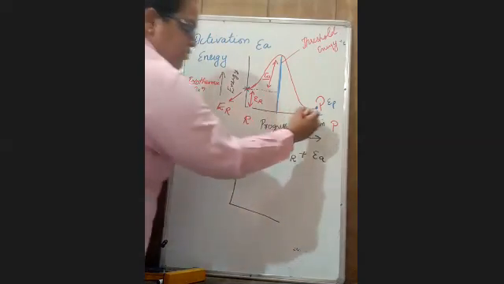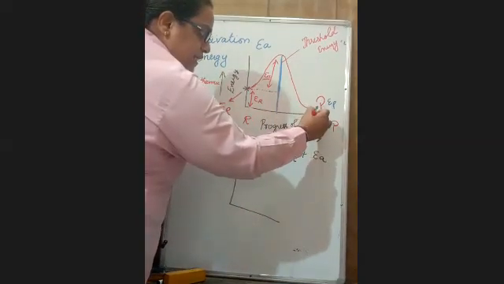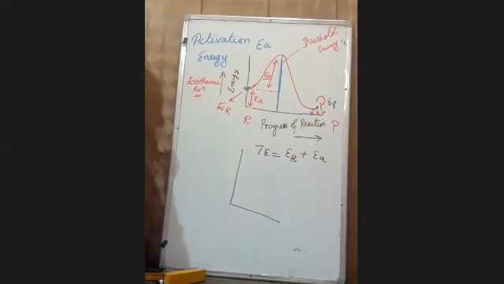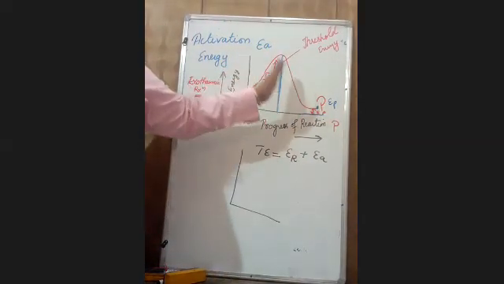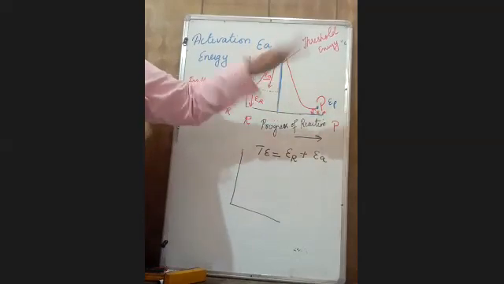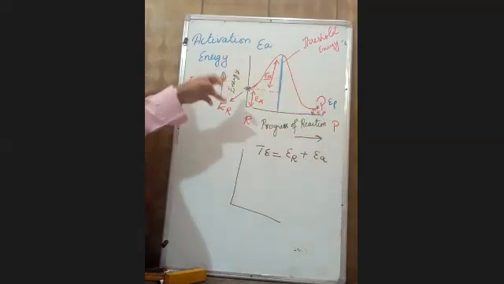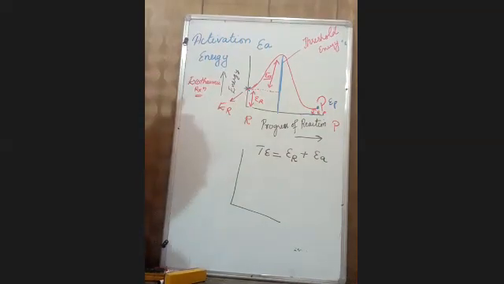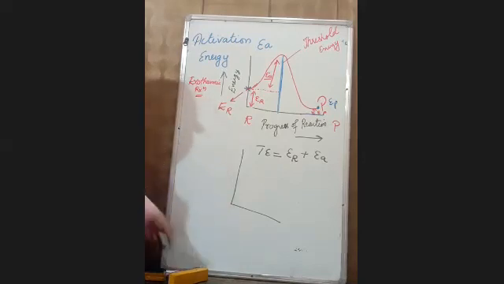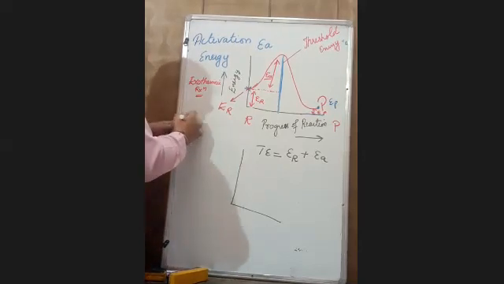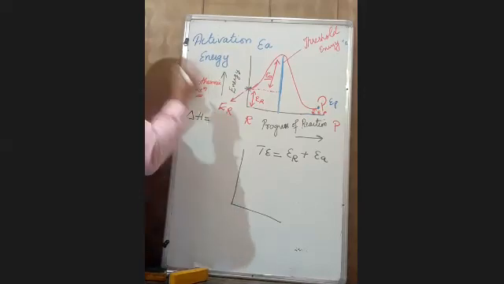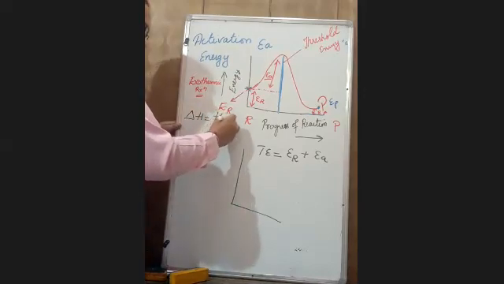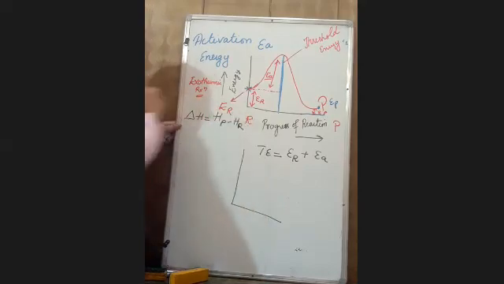Fine. This will be the energy of product. In this case, energy released during the reaction is more than the energy of reactant. So energy of product is greater than the energy of reactant. And what will be the delta H? Enthalpy of this reaction is what? Enthalpy of product minus enthalpy of reactant.